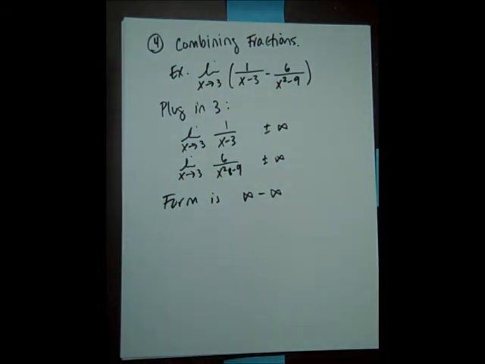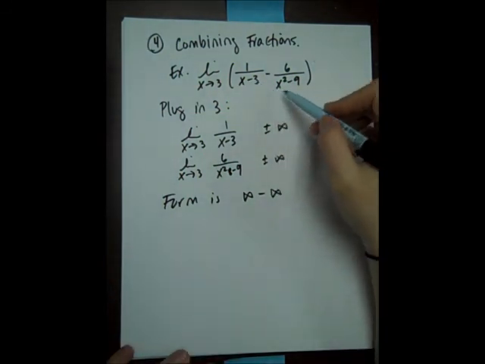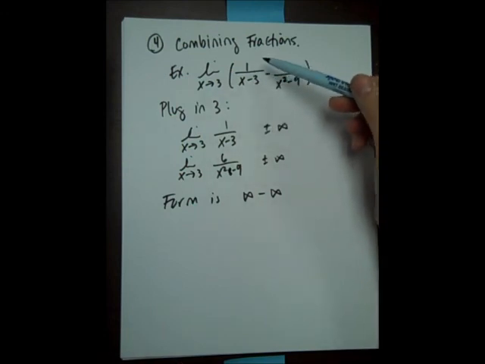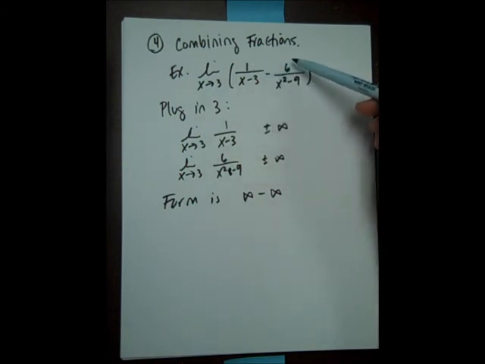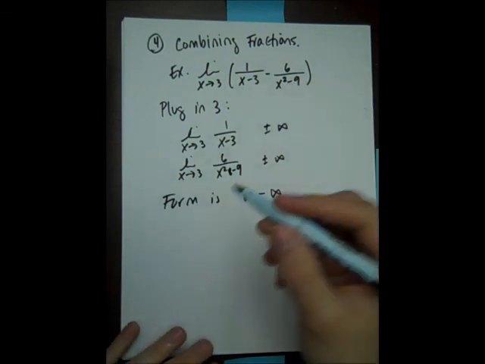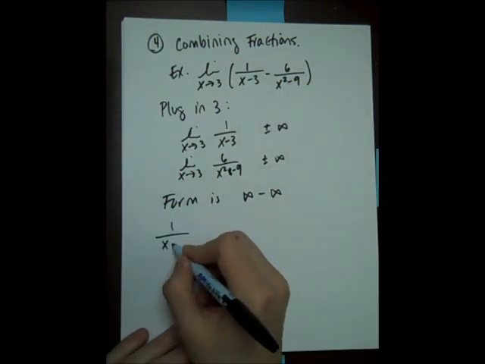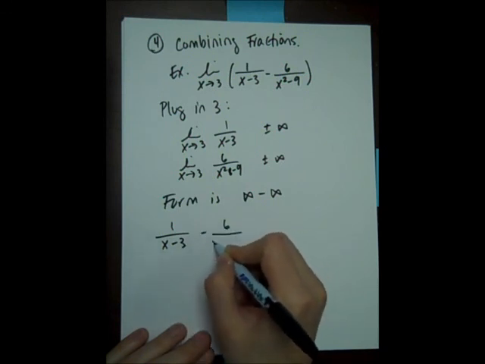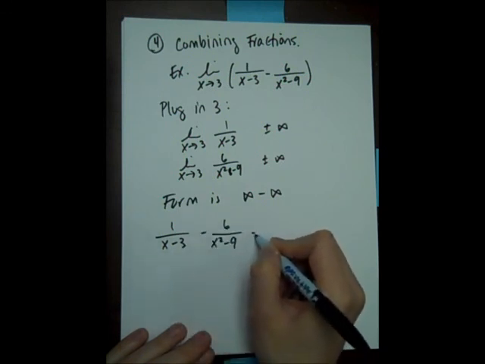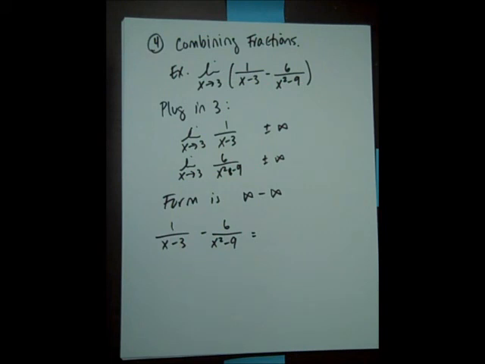That's an indeterminate form. So whenever I have fractions like this, and I can't just plug in 3, if I try to plug in 3, I'll get 1 over 0 and then 6 over 0, so I can't just do that. What we're going to do is combine the fractions. So I'm going to combine my two fractions. So let's see what I get here.